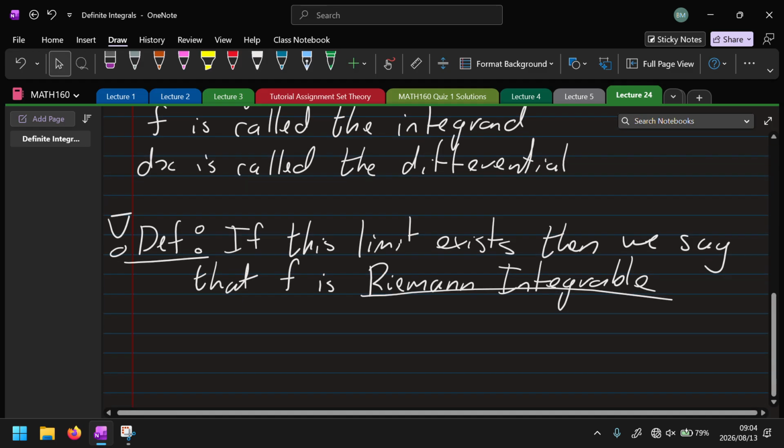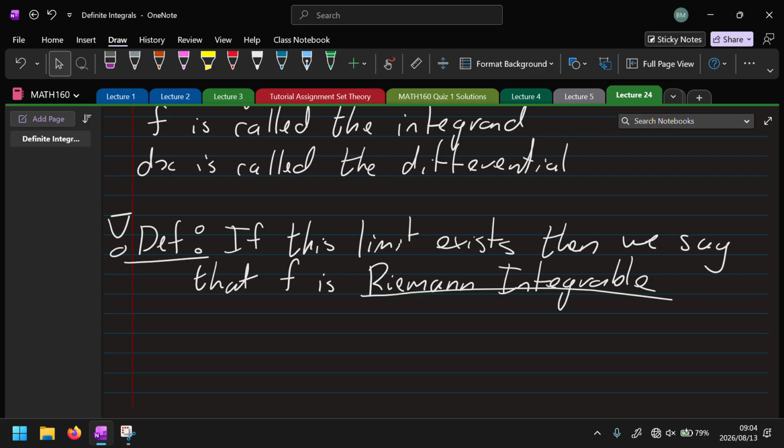So technically, it is called Riemann integrability, or the function is Riemann integrable. However, we're not going to look at the other cases of integration. There's other methods. So we will shorten this to just integrable. Yeah. But technically speaking, we are doing the Riemann integral. So it should be this.